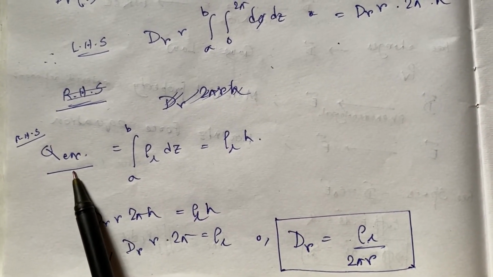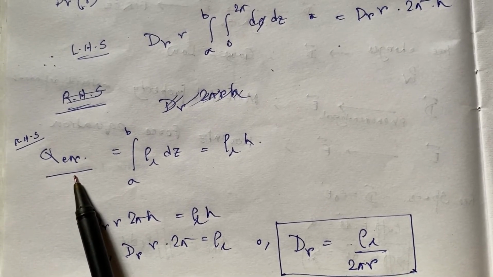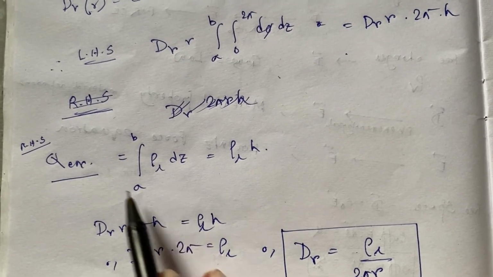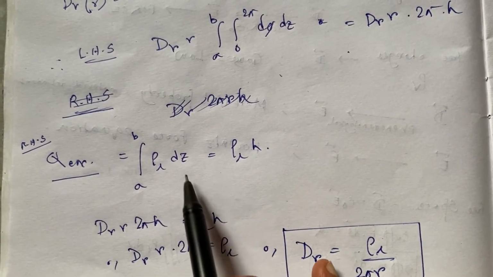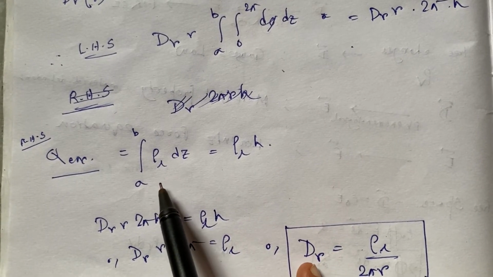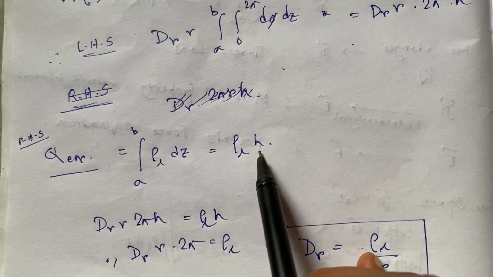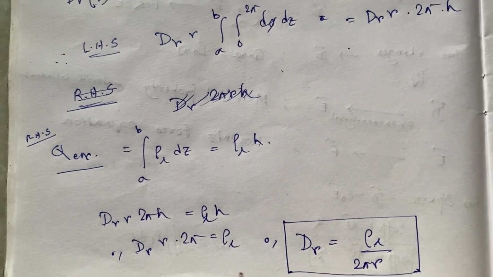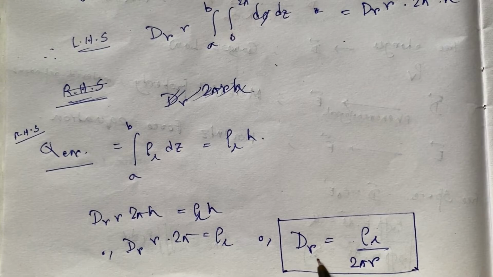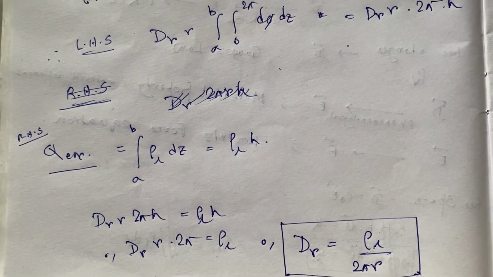We have to find out the charge enclosed, and now the charge is entirely lying on the z-axis. So this is my Q enclosed. Now again this integral of dz with the limits a to b gives me h. Equating the left hand side and right hand side, I can easily calculate Dr, that is the radial component of the flux density, which turns out to be this.